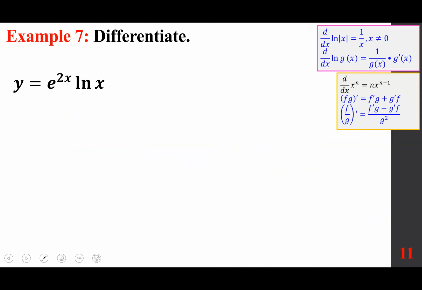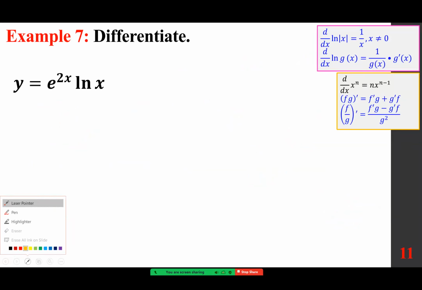All right, we want to differentiate y equals e to the power of 2x times ln x, and I'm going to start putting a raised dot in between. In other words, we are going to use the product rule. So I'm going to write the product rule and I follow it. So I need f prime g plus g prime f. So let me call e to the power of 2x as the f function, ln x as the g function. So it becomes clear we are using the product rule.